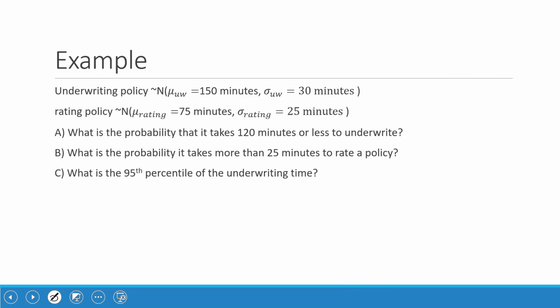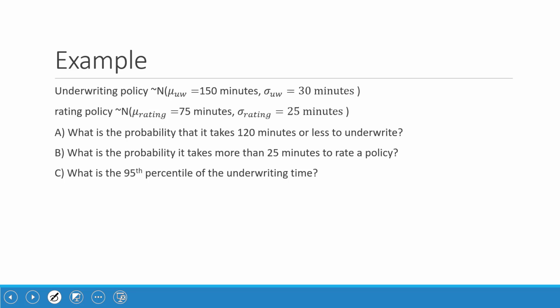Let's take an example. Let's consider the case of issuing an insurance. Now, issuing an insurance, just simplifying it a lot, consists of two steps. One is underwriting a policy, where the time it takes to underwrite a policy could be normally distributed with mean 150 minutes and standard deviation of 30 minutes, and rating the policy.